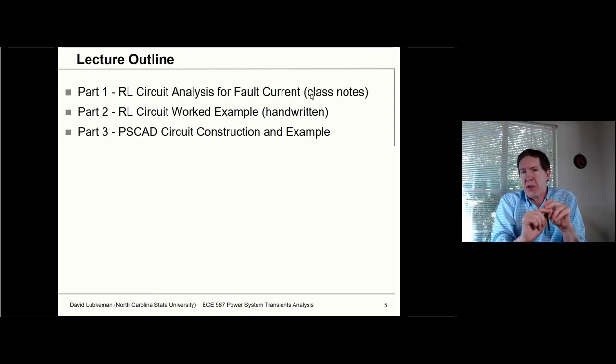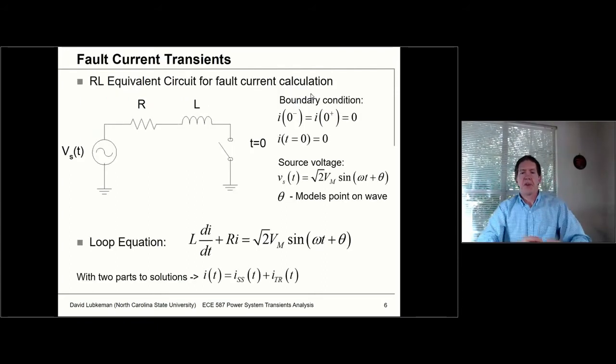And then there's going to be a third video on how we can actually construct the circuit in the PSCAD transient modeling tool and actually run it and get results that we're going to match up with what we get with the hand example. So let's take a look at how we can write some differential equations to solve this case.